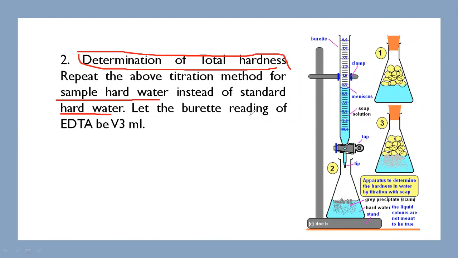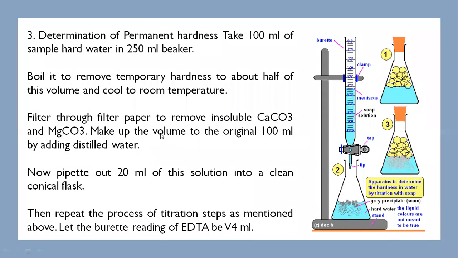Suppose this time the EDTA consumed is V3 ml. Now we note down the reading, and the last step is determination of permanent hardness.